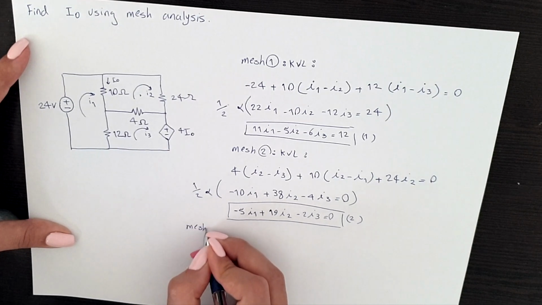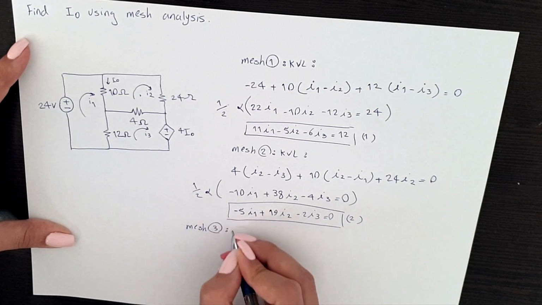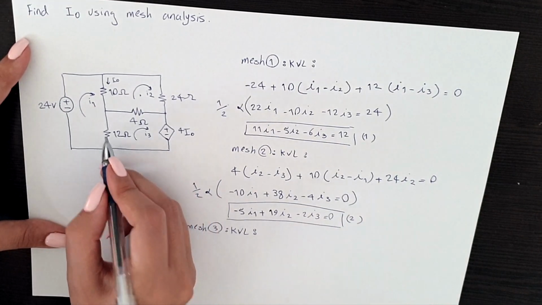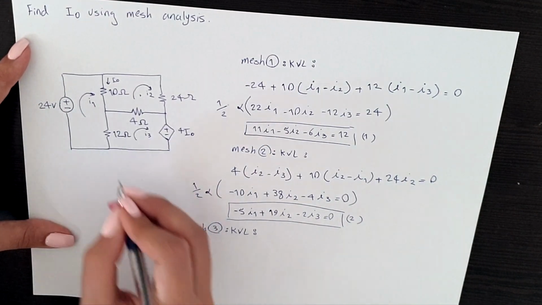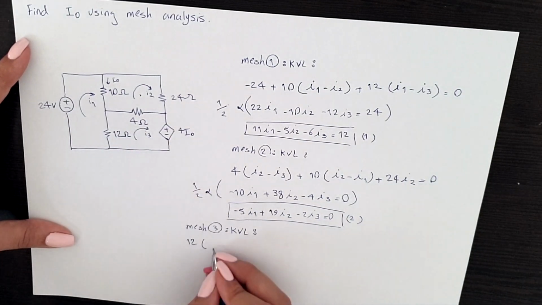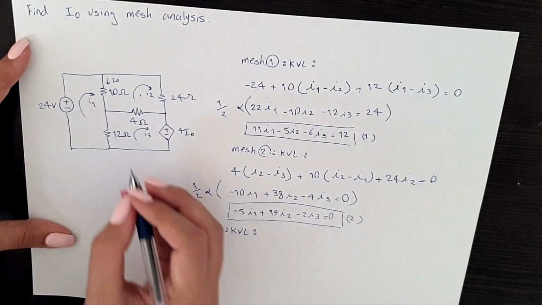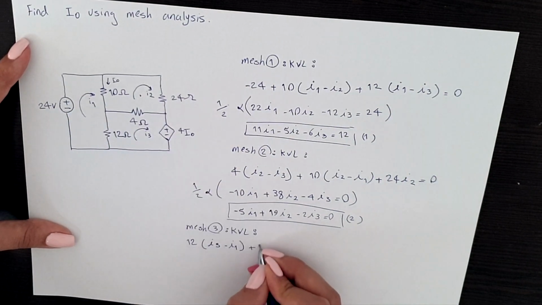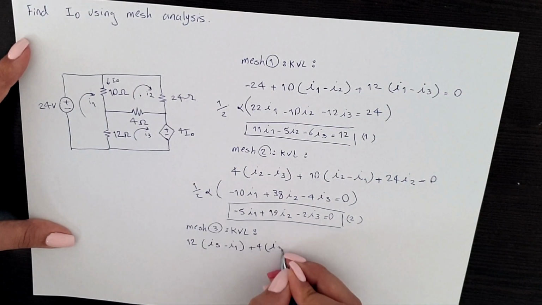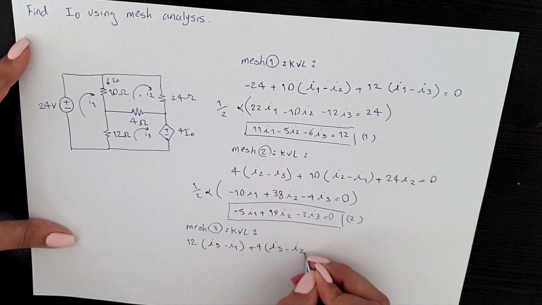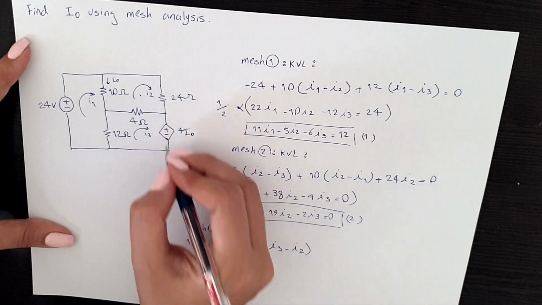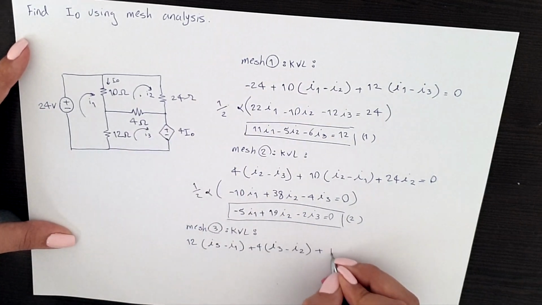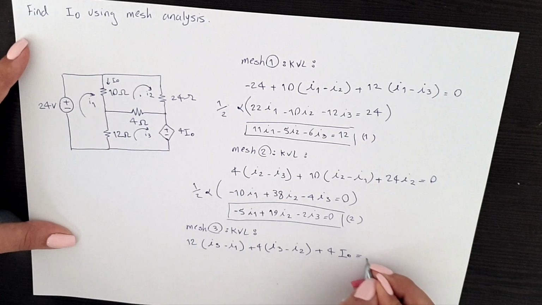Mesh 3. Starting from here, we have a 12 ohm resistor. The current is our current I3 from this mesh minus the current of the other mesh, I1, plus 4, again our mesh I3 minus the other mesh current I2, and here we have a voltage source. We are entering from the plus side, so plus 4I0 is equal to 0.